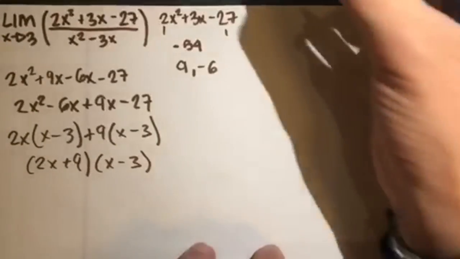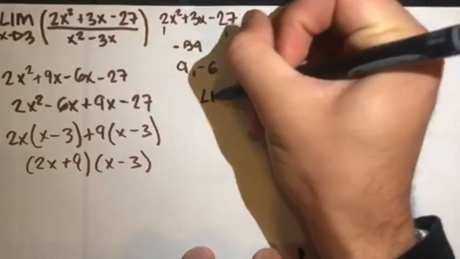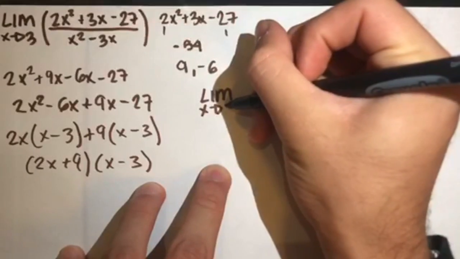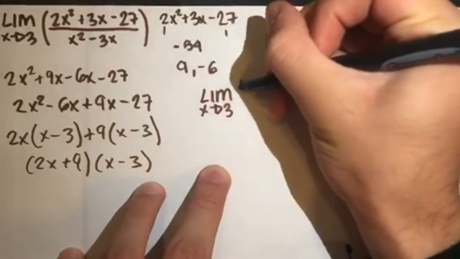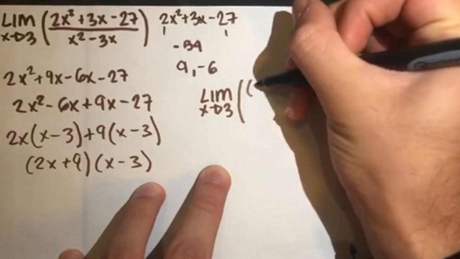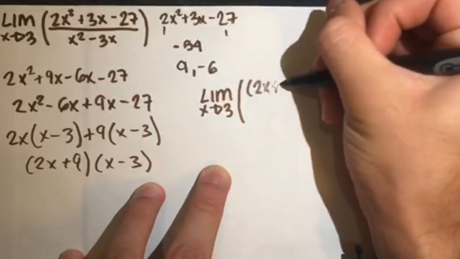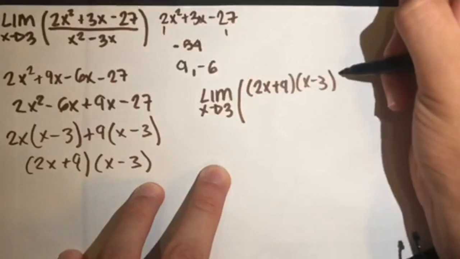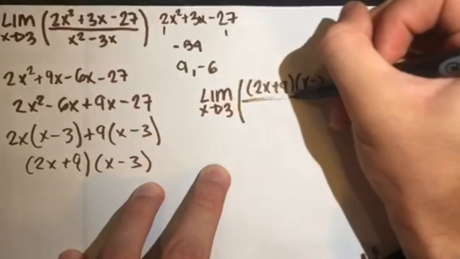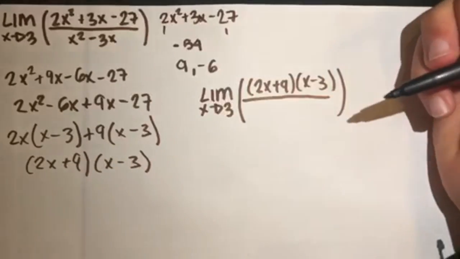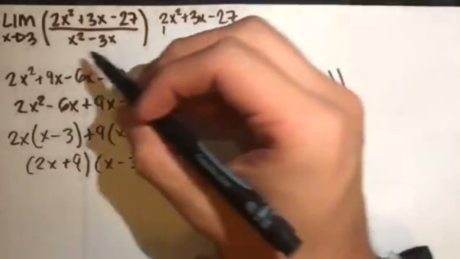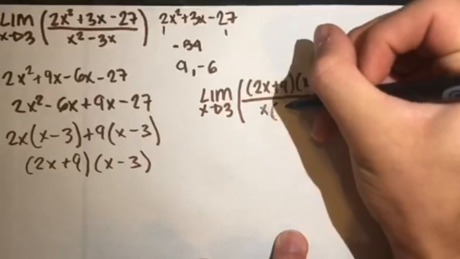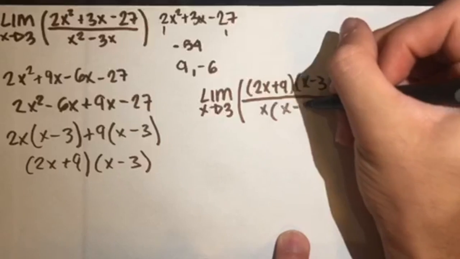So we're going to write it again. Limit of x approaching 3, with the numerator of 2x plus 9 and x minus 3. And what do we do in the denominator? It's as easy as just taking an x out. So you take the x out and it leaves us with x minus 3.